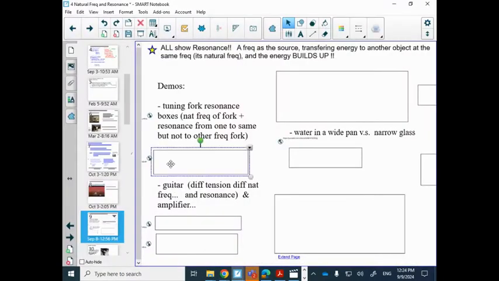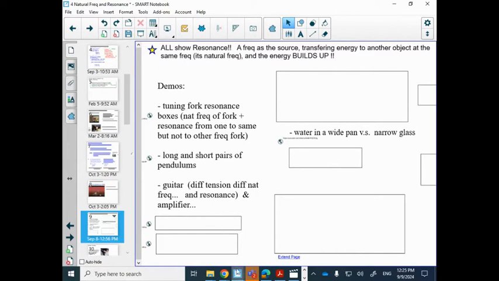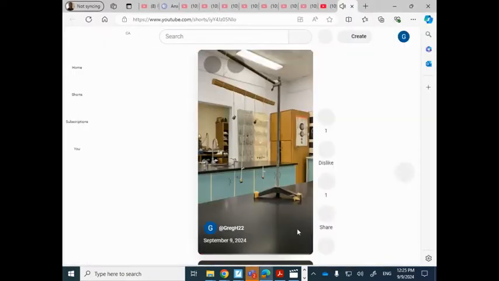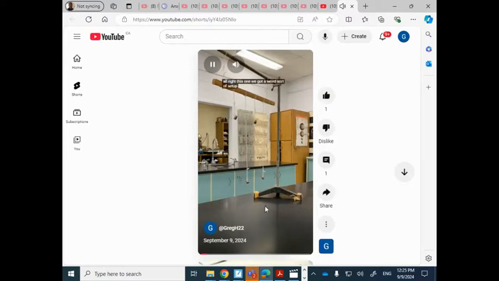Let's keep going. So we got long and short pairs of pendulums. Don't think I can make this one bigger because it's a short. We have 2 long pendulums and 2 short pendulums. Watch what happens when I swing one of the long ones.